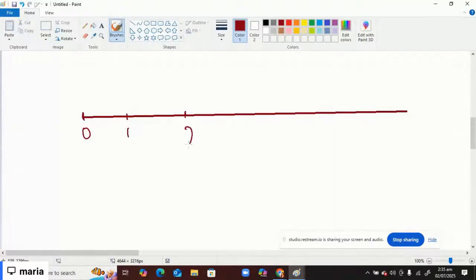Let's suppose that is 2, 3, 4, and 5. Where is 3.5? Look at here. This is 0.5. Here in the middle is 1.5. Here in the middle is 2.5. Now the middle is 3, and then it's 0.5. So here is your 3.5.